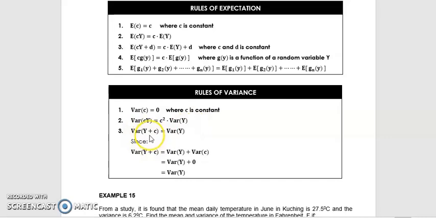The variance of Y plus C will be equivalent to the variance of Y only. Look at here: the variance of Y plus C can be written as the variance of Y plus the variance of C, so you separate these two. The variance of Y is given by the variance of Y. The variance of C, where C is a constant, is 0. So the variance of Y plus 0 will be the variance of Y only.